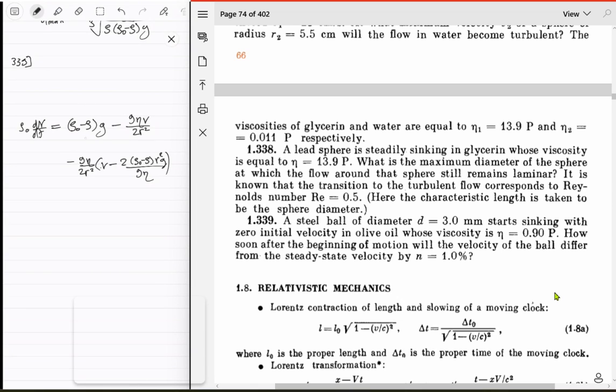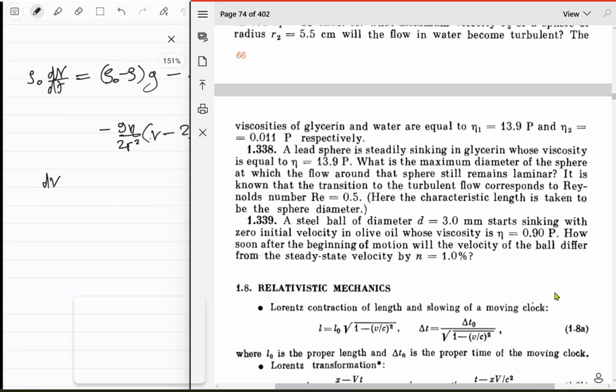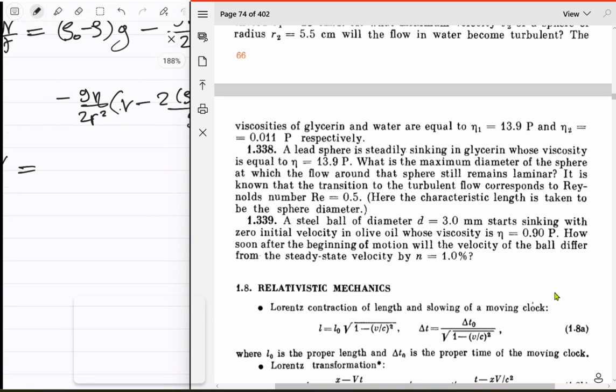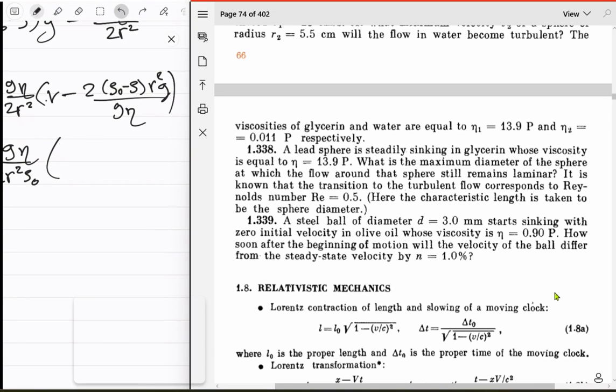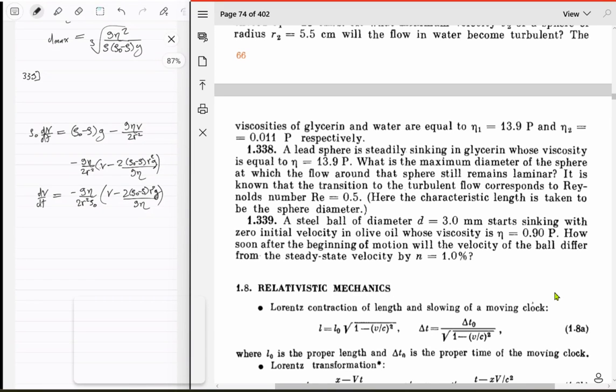Maybe we should just call this a constant now, whatever. So dv upon dt is equal to what? Negative 9 eta upon 2r squared rho naught, of course, times v minus all that stuff. So v minus 2 rho naught minus rho r squared g upon 9 eta. Okay, awesome. So you have the equation now. And what do you want? Okay, first of all, figure out the solution, right?